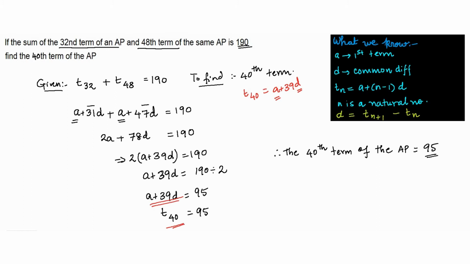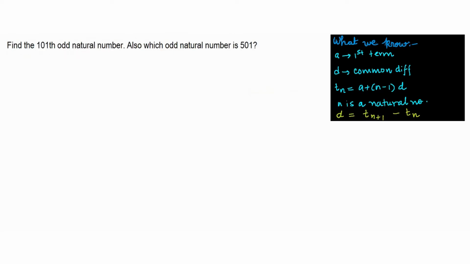Moving on to the next question. We have to find the 101st odd natural number. Also, which odd natural number is 501? So we know that odd natural numbers, so let's find the sequence. The sequence of odd natural numbers is 1, 3, 5, 7, dot. And we have to find the 101st. So let us first find the 101st odd natural number.